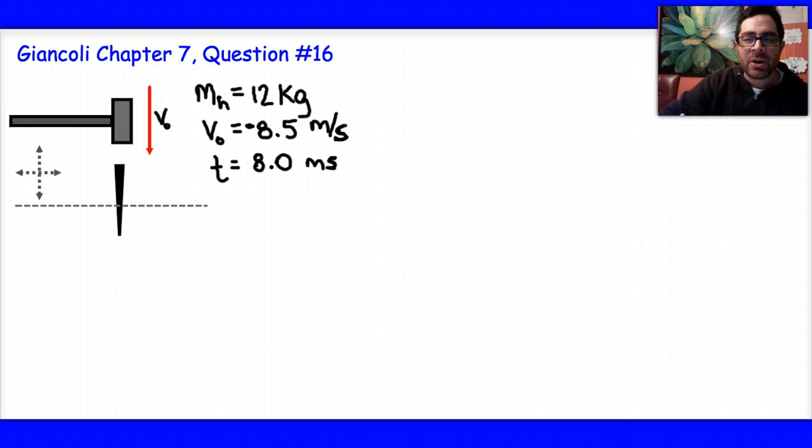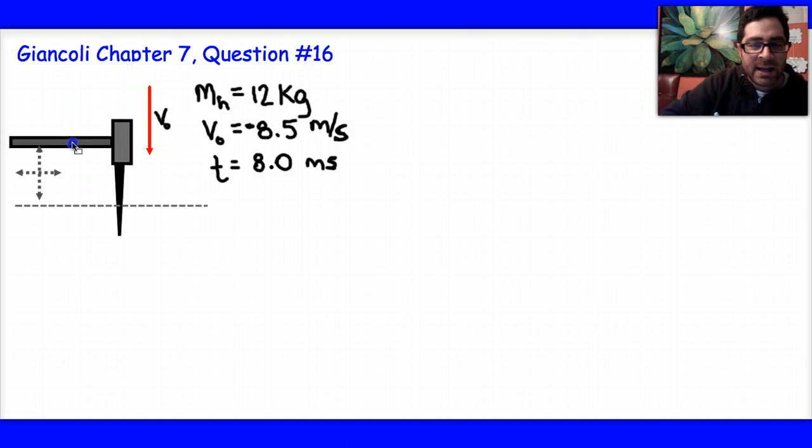In this particular question, you need to take a look at a quick sketch here that might help explain things. A hammer that's coming down, it's striking this nail, it's moving with a speed of 8.5 meters per second, and once it hits the nail, it comes to rest in 8 milliseconds. So we know a couple of things.